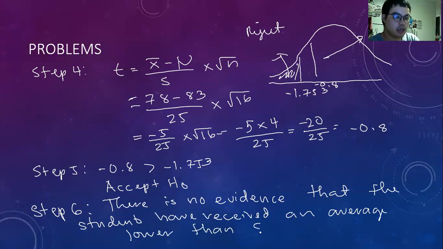than 83. So meaning to say that we accept the null hypothesis, leading us to conclude that there is no significant difference nor evidence. So we cannot claim that the students have received an average lower than 83. So it means to say that there is no evidence at all. Okay? So that's how we interpret based on our decision on the hypothesis and the test statistic.